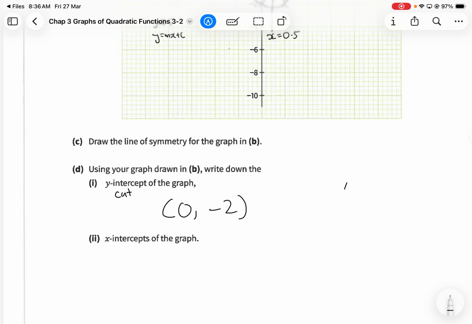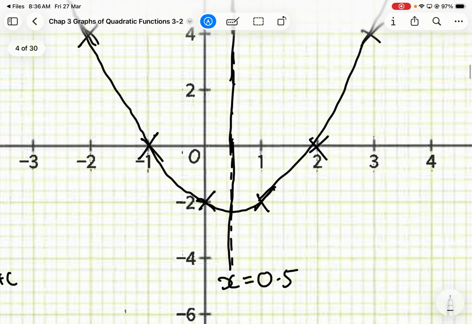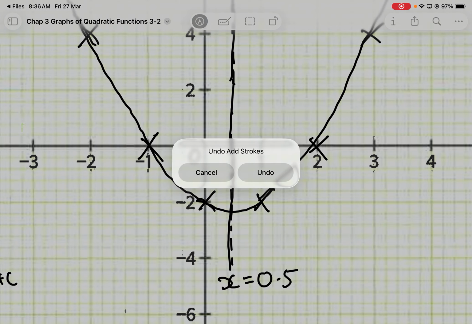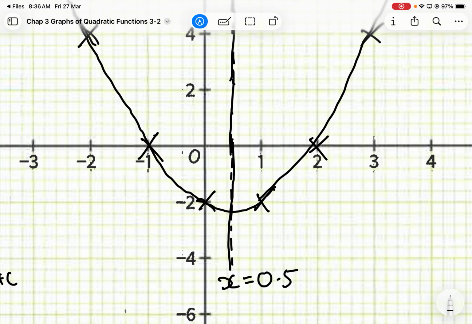Okay, y-intercept. So this is the y-intercept. Then what about the x-intercept? X-intercept same logic. Y-intercept is cut y. X-intercept is where it cuts the x-axis. So when my graph cuts the x-axis, Gerald, my graph cuts the x-axis at how many points? How many points x-intercept?